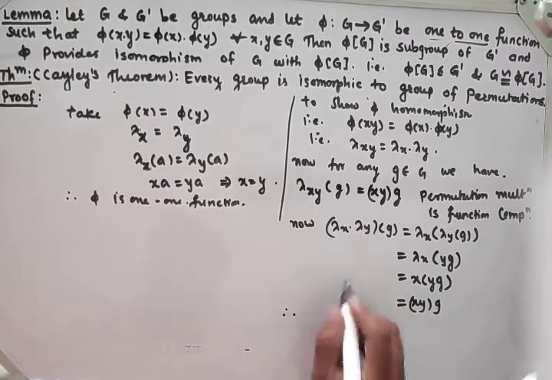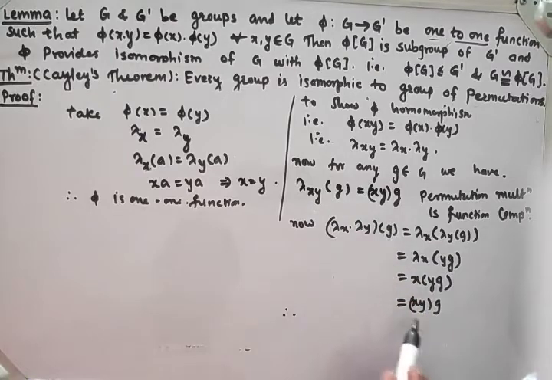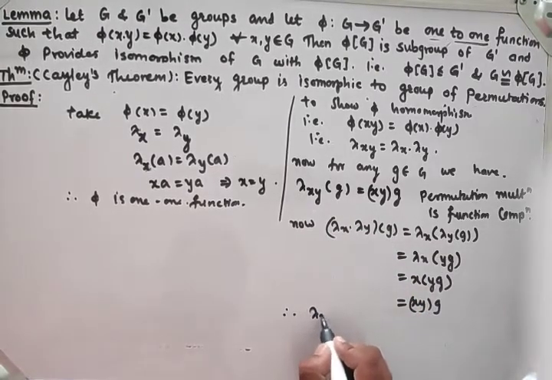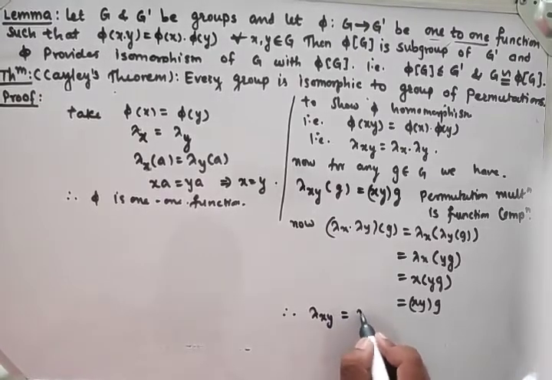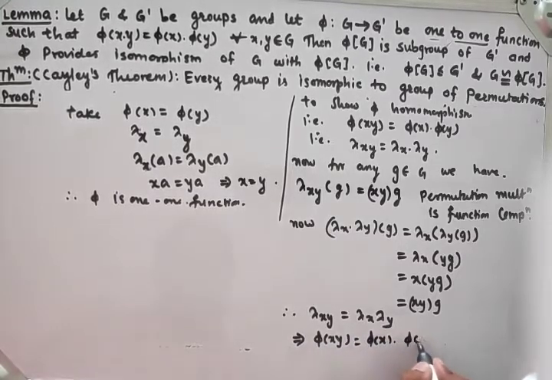Therefore lambda xy of g is equal to xyg, and lambda x into lambda y of g is equal to xyg. So we say lambda xy is equal to lambda x lambda y, and this is nothing but phi of xy, right? So this is nothing but phi of x into y, which is equal to phi of x into phi of y. Hence phi of xy is equal to phi of x into phi of y, therefore phi is a homomorphism.